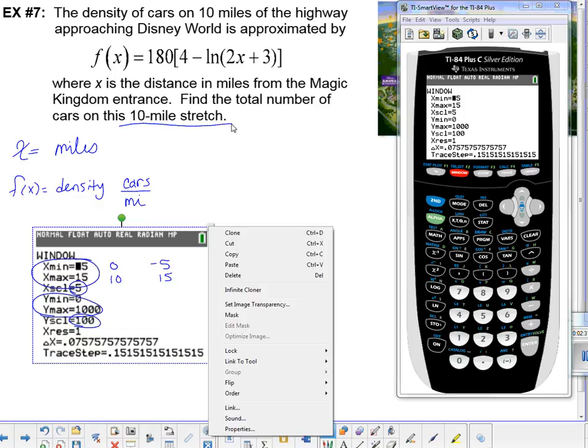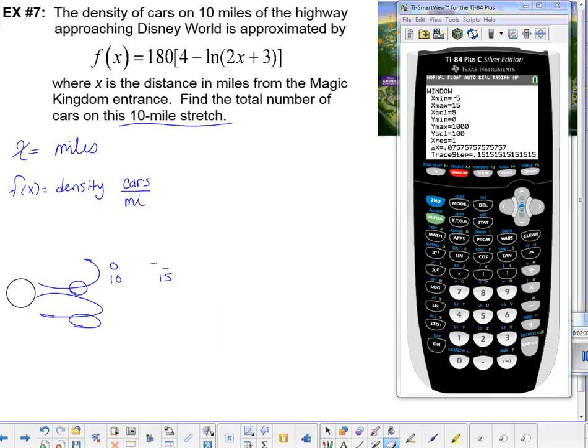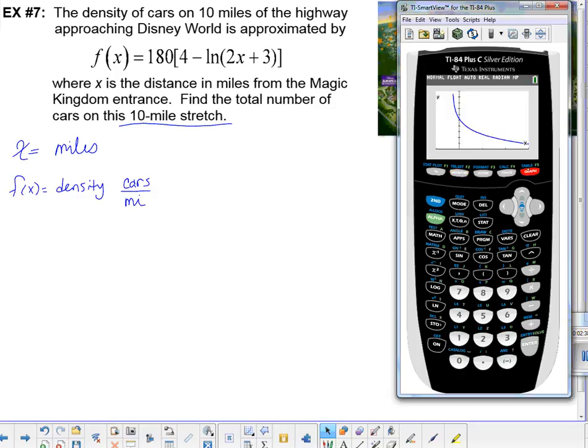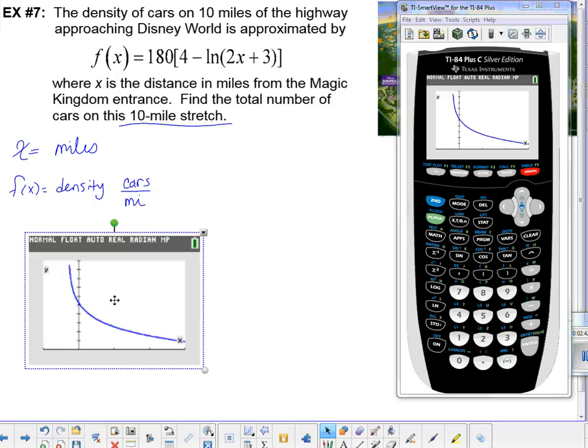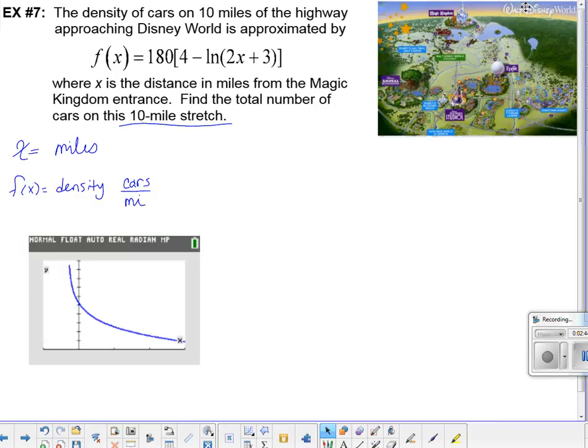So let me get rid of that. We don't need that anymore. So play around. Get really comfortable playing around with your window so that you can get a graph that looks pretty decent. I'm going to swipe this graph off. Okay, so where does that take us? Well, how does that get me the number of cars in the first 10 miles? So there would be 0, 5, and 10. This would be the 10-mile.